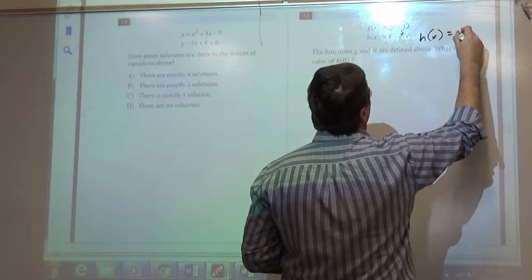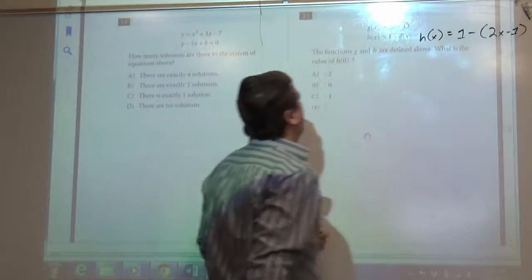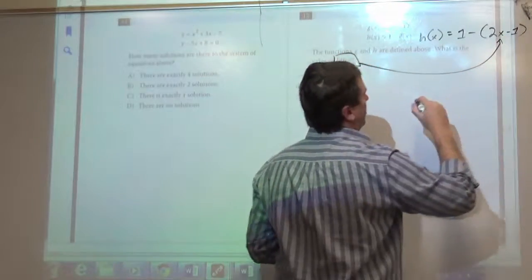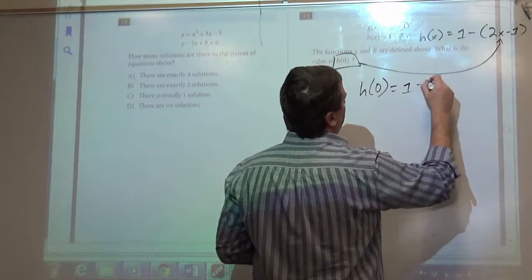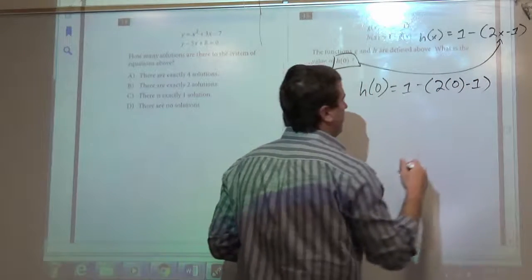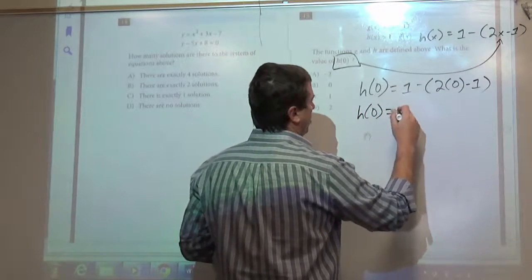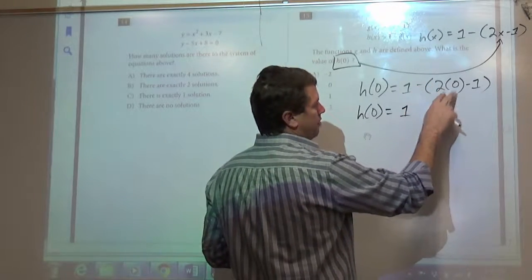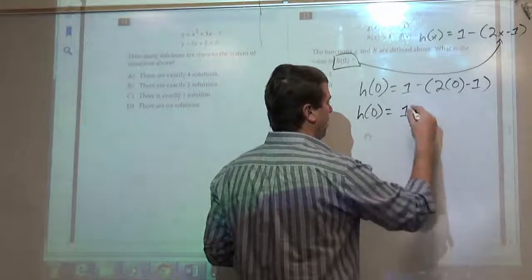So h of x equals 1 minus 2x minus 1. And then h of 0 means I'm going to put a 0 right here where x is. So h of 0 equals 1 minus 2 times 0 minus 1. This all goes away. So h of 0 equals 1. This negative applies to everything in here, but since this goes away, it doesn't really matter. This negative and this negative cancel, so it's a positive 1.